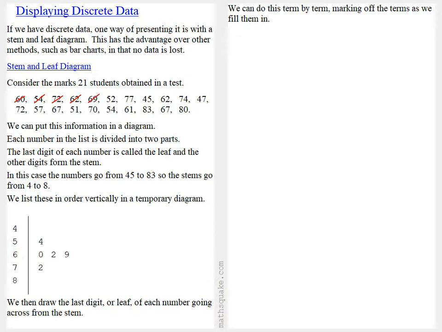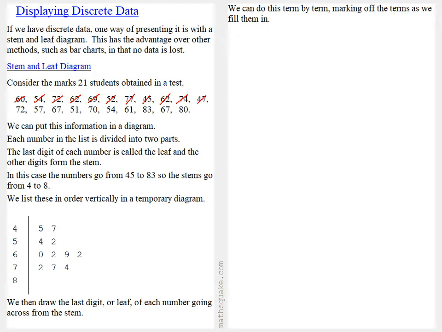We then have 52, so in the row with 5 we write a 2. Then 77, in the row with a 7 we write a 7. Then 45, so in the row with a 4 we write a 5. And then 62, so in the row with a 6 we add a 2. Then 74, in the row 7 we put a 4. And then 47, in row 4 we write a 7.